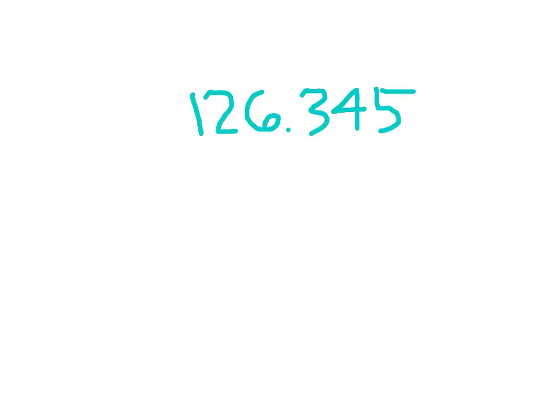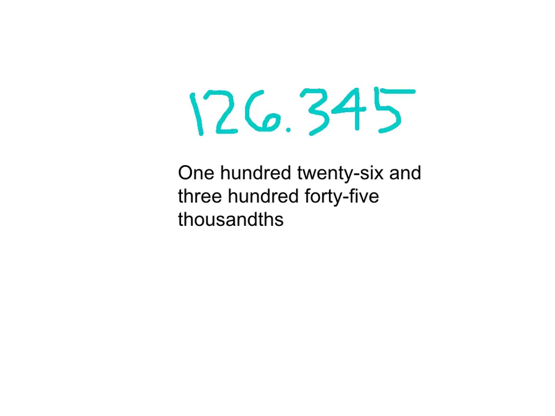As you see here, we have this decimal number. Let's read it. 126 and 345 thousandths. As you see, I've written that out for you. 126 and 345 thousandths, so that we can see that there. And this again here is the word form for this decimal number.